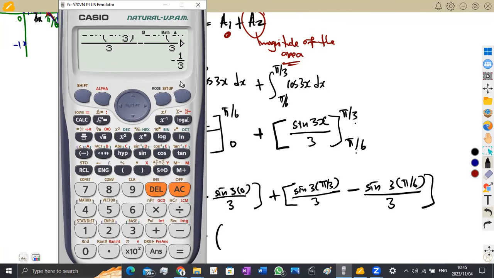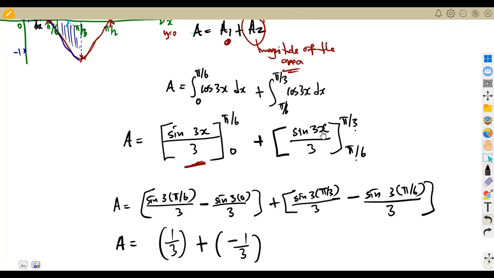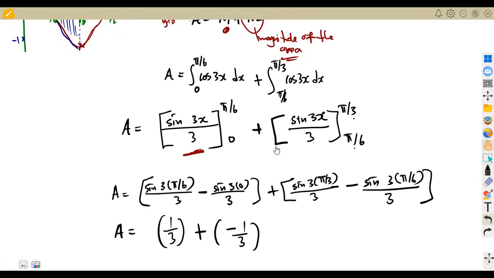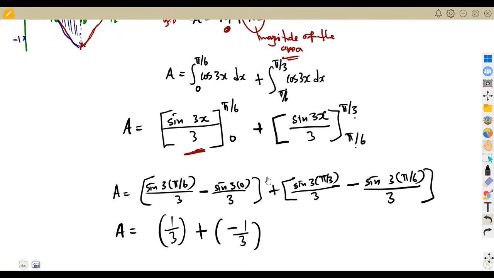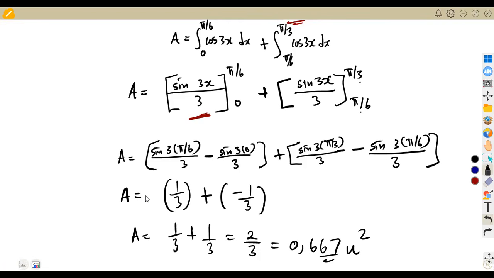So that's it. We are going to obtain negative 1 over 3. If you were to combine, you see that this will be 1 over 3 plus minus 1 over 3, which is a 0. You'll be wondering what exactly is happening. It's because this part is in the negative region, so it gives us a negative area. But as we need the magnitude of area, and the region is below the x-axis, what is the magnitude of area there? It is 1 over 3. So our area is going to be 1 over 3 plus 1 over 3, which is 2 over 3. That's something like 0.667 square units.